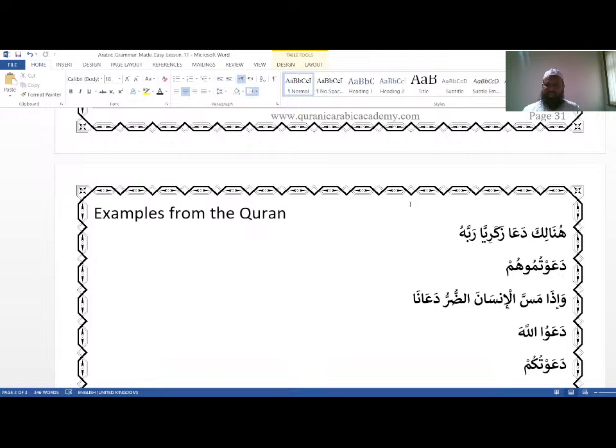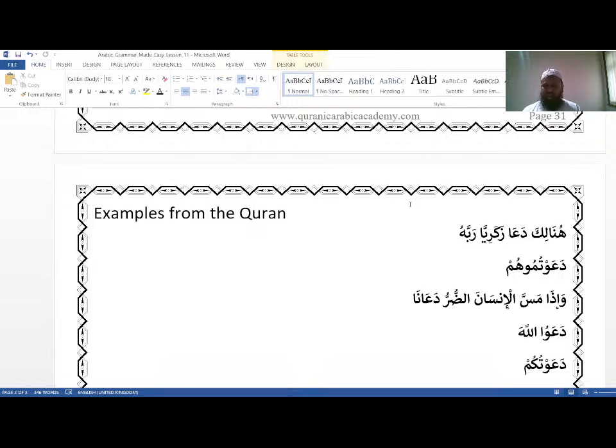هنالك دعا زكريا ربه. Over here, do we see any ism in halatul nasb? Yes, we do see رب. That will be the maf'ul. Zakaria is the fa'il. Again, there are some types of isms that don't show halatul rafa or halatul nasb. From the context, we'll know Zakaria will remain even if it comes in halatul rafa or halatul nasb. In the last lesson, I think we talked about Musa, Isa. These isms will not change in halatul rafa or halatul nasb. It will remain as it is, but from the context, we'll know. Hunalika, there, Zakaria called Rabbahu, his Lord.